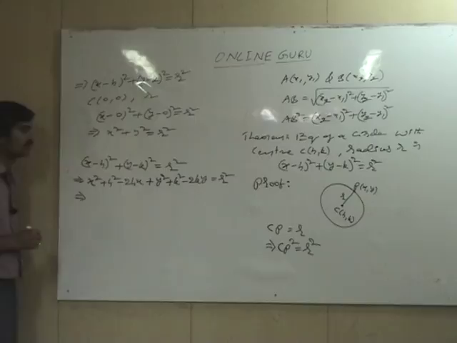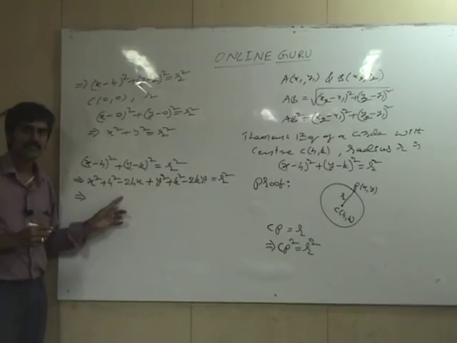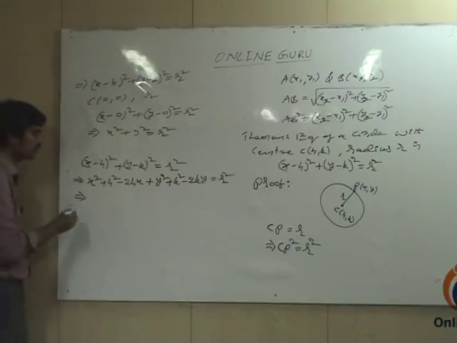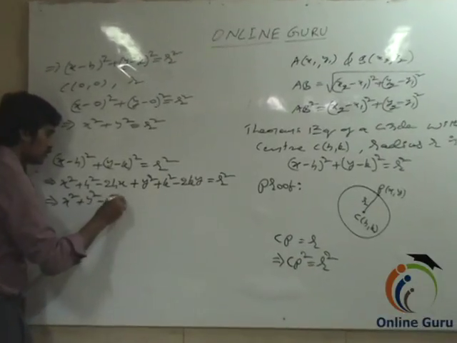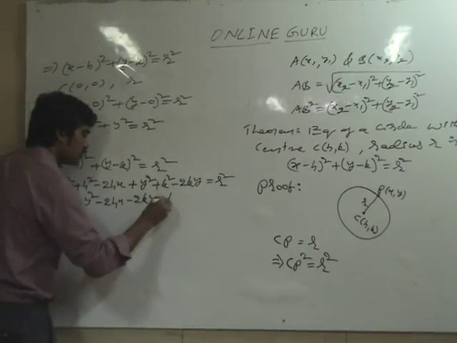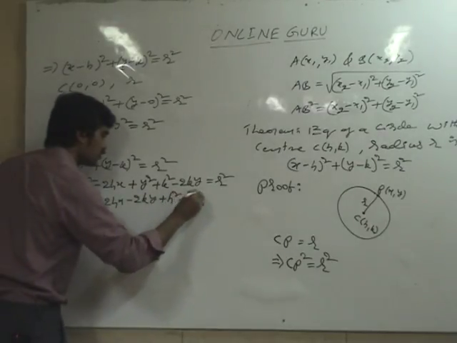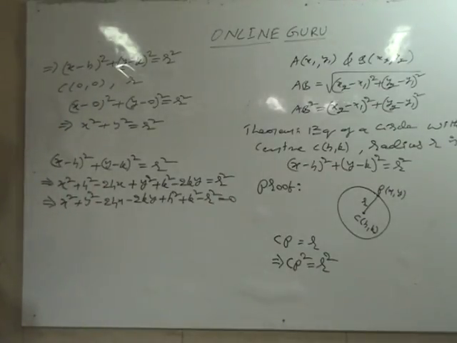Now write this in proper order. Proper order means first we write the x square term, then the y square term, then the x term, then the y term, then the constant: x square plus y square minus 2hx minus 2ky plus h square plus k square minus r square equal to 0. Now if we observe this equation, we can get some points.